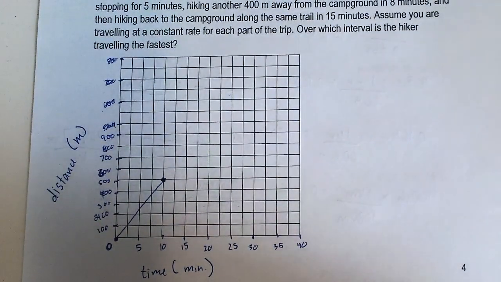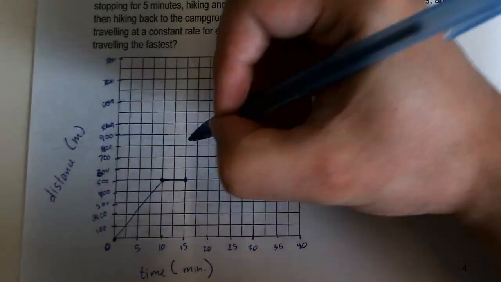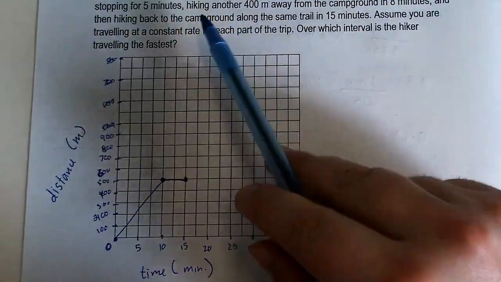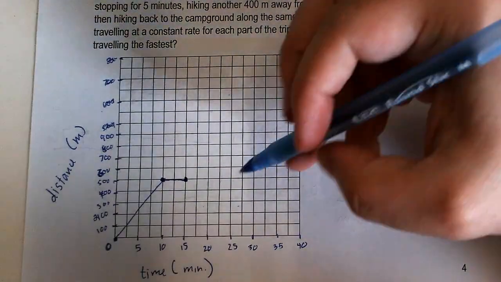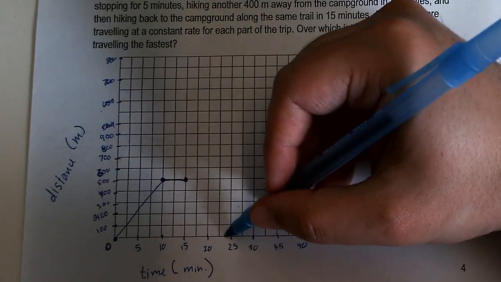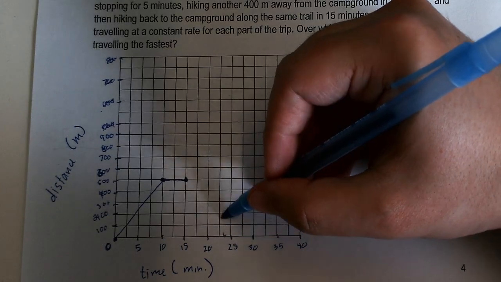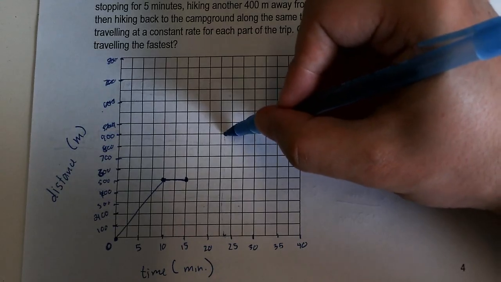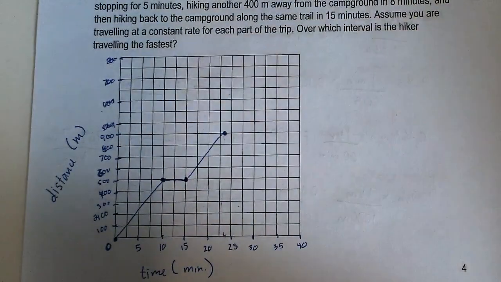Then it says we stopped for 5 minutes. So if we're stopped, our distance hasn't changed at all. So we're still 500 meters away for those 5 minutes. Then it says we hiked another 400 meters away from the campground over 8 minutes. So 8 minutes would bring us somewhere around here, between 20 and 25. And we went up another 400 meters, so we would be at 900. So somewhere right there.